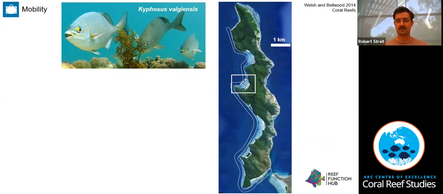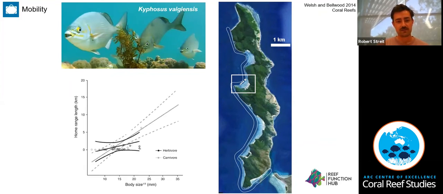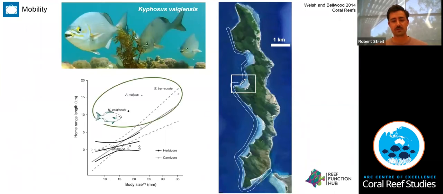So that means they have the potential to be this mobile link. And to show you this is really exceptionally far, here we have a graph of home ranges on the Y-axis and body size on the X-axis, and the black dots are herbivores. And this is a herbivore, Kyphosus, but he doesn't sit down with the other herbivores. He sits all the way up here together with pelagic predators like barracudas, for example. So this herbivore is really unique and has the potential to be this important mobile link between habitats.